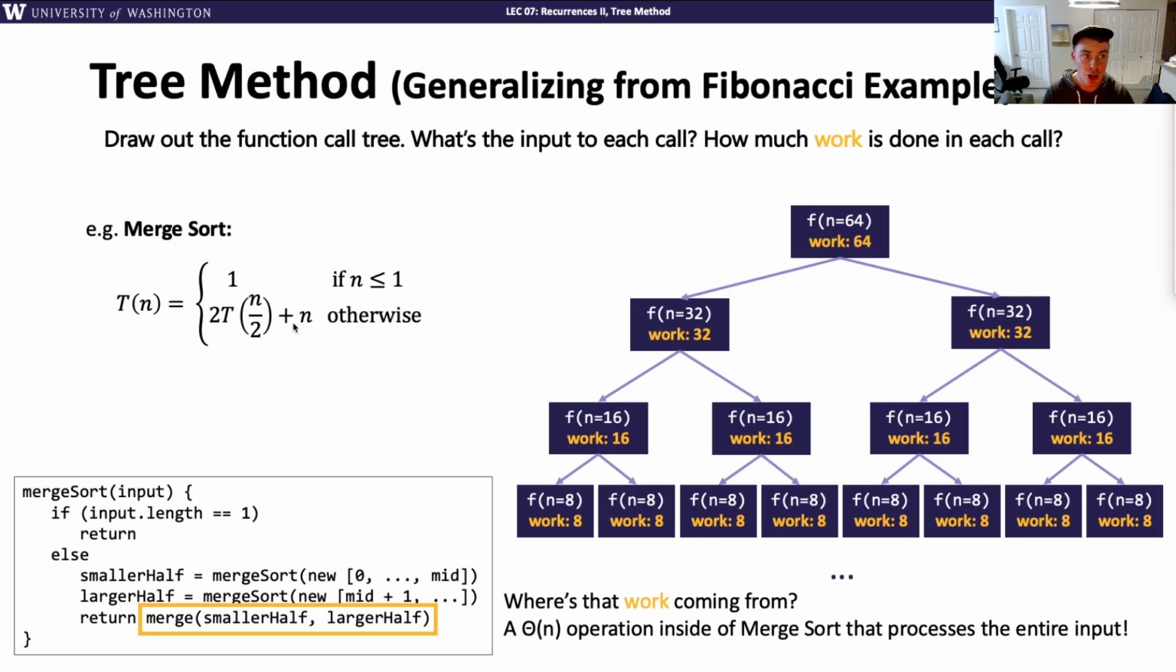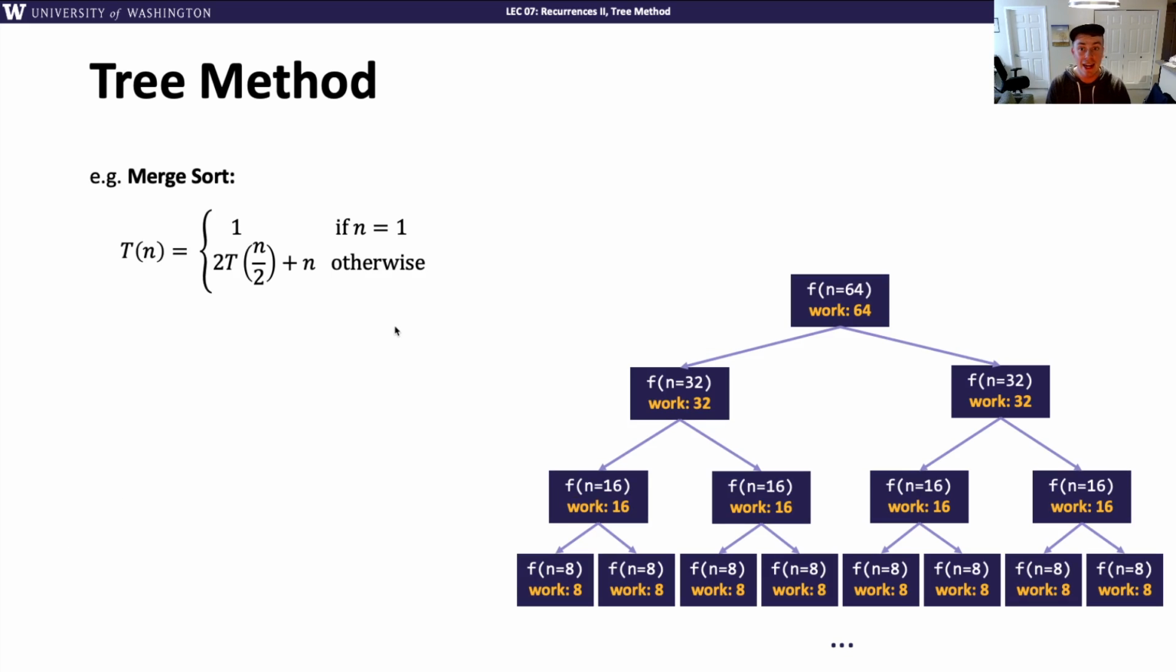What this means in our recurrence is this step right here. The fact that we had to loop over the whole array, the fact that we did n steps, or order of n steps, is where a lot of the work is coming from. So this non-recursive work is really the part that we care about, and that's what we're going to go through and try to add up. So for merge sort, here was our recurrence.